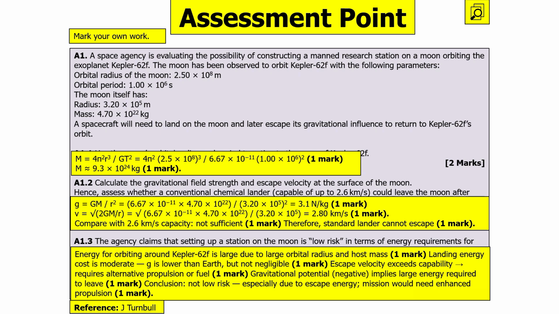Finally, the energy for orbiting around Kepler-62f is large due to the large orbital radius and host mass. So the landing energy cost is moderate as g is lower than on Earth, but it's not nothing. Now the escape velocity exceeds the capability, so we'll need something else to provide alternative propulsion or fuel. Now the gravitational potential implies a large energy is required to leave, so the conclusion is it's not low risk, especially due to the escape energy. The mission would need a greater propulsion system than the one that it has already.